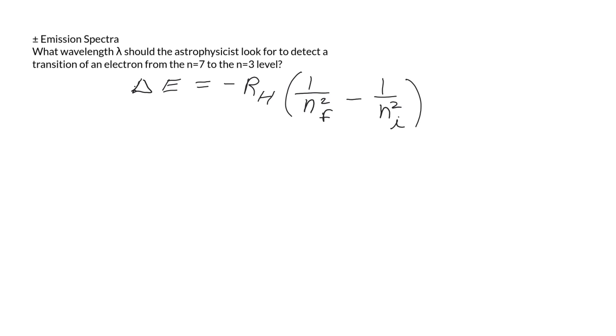The first one, by way of review, is delta E, the difference in energy, is equal to the opposite of the Rydberg constant times the inverse of n squared final minus the inverse of n squared initial.